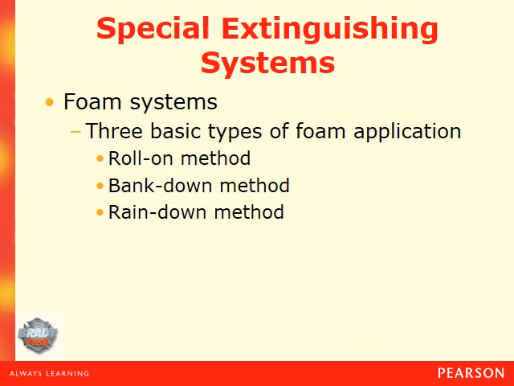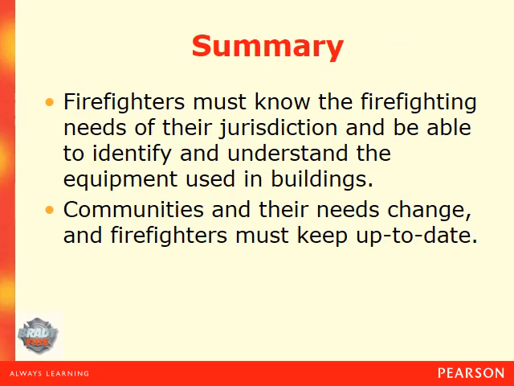To apply the foam, there are 3 basic methods: the roll-on method, the bank-down method, and the rain-down method. The roll-on method is essentially spraying the foam solution above the flaming liquid or the liquid to be covered and allowing it to essentially get pushed onto the fire. The bank-down method would be, say, hitting a wall or something above or beside the flammable liquid and allowing it to run down that way. And then the rain-down is essentially just like adding rain or snow, and you shoot the foam up in the air and you allow it to slowly drip down, covering the entire area.